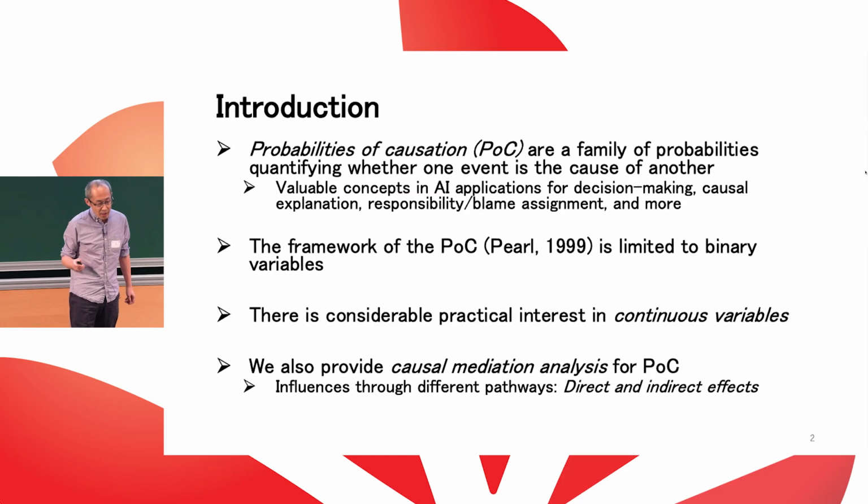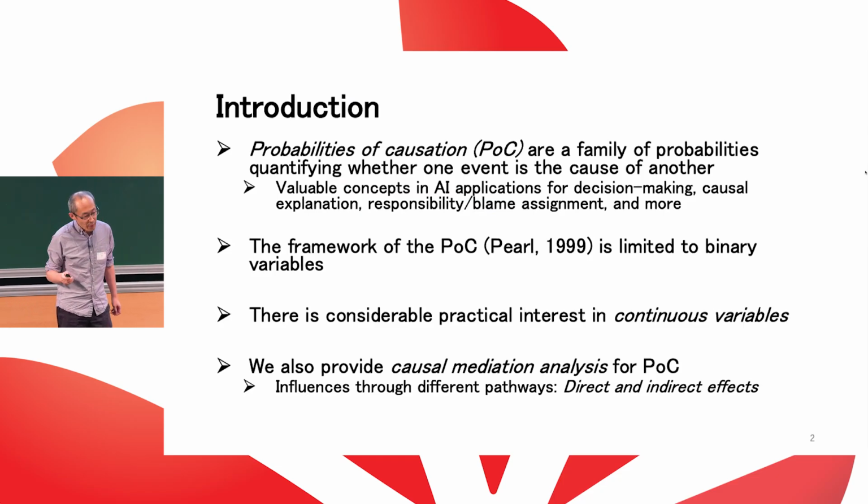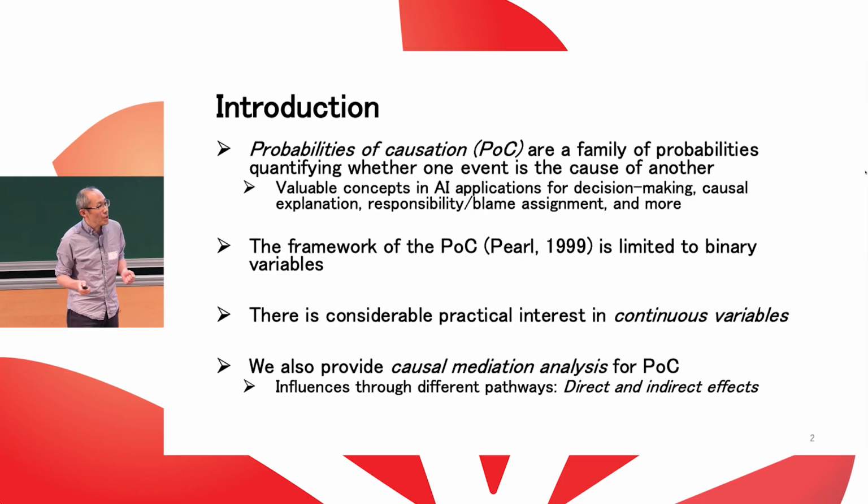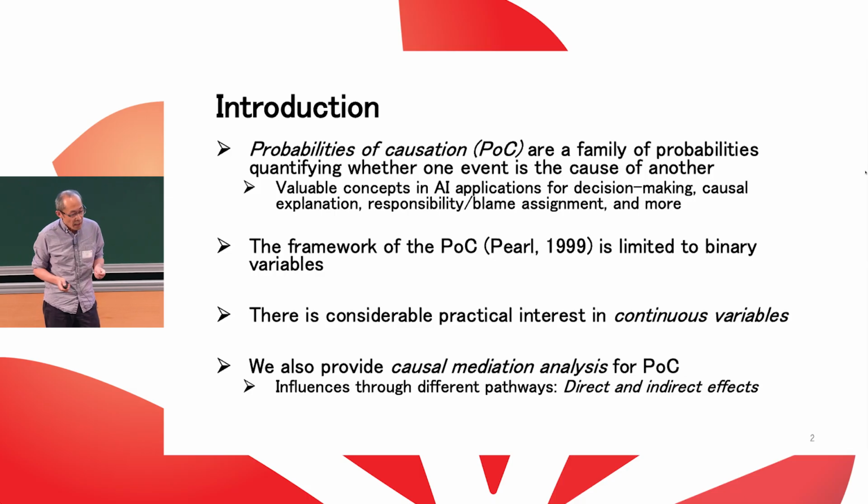Probabilities of causation are a family of probabilities quantifying whether one event is the cause of another. They are valuable concepts in AI applications for decision making, for causal explanation, for assigning responsibilities, assigning blames, and so on. The original definition of POC is limited to binary variables.